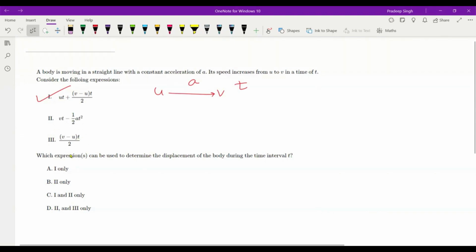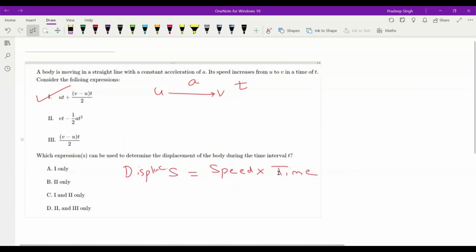Okay, see, let me write. Displacement is nothing but speed. S is the displacement. Displacement is speed into time, isn't it? Now remember, this particular formula is only valid if the speed is a constant, right? In this case, speed definitely is not a constant. It is going from u to v. So instead of speed, we will write average speed.